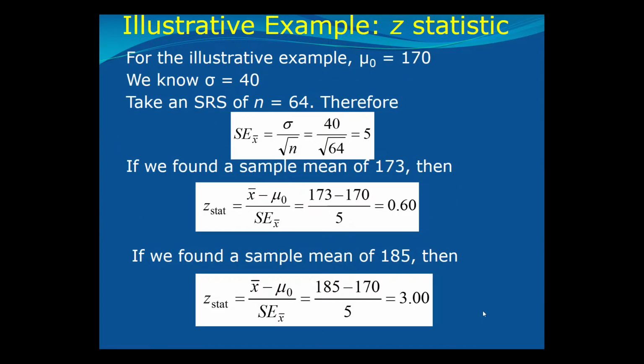On this slide, we calculate Z statistics for two different samples. If we found a sample mean of 173, then the z statistic equals 0.6. If we use statistical software, we only get the z value, and it is the same. So you don't need to make these calculations manually.